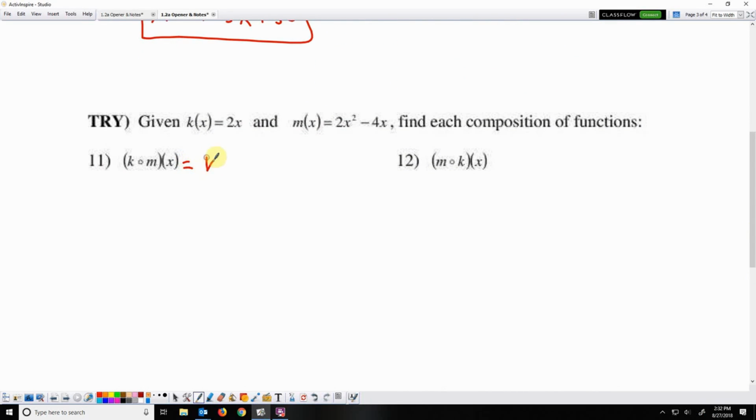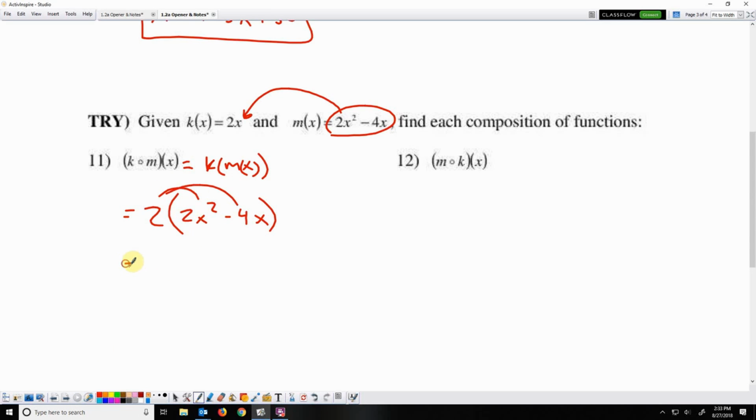So in number 11, a of m of x means m of x is getting substituted into k of x. So it's 2 times, and the x becomes 2x squared minus 4x. And I distribute. 4x squared minus 8x.